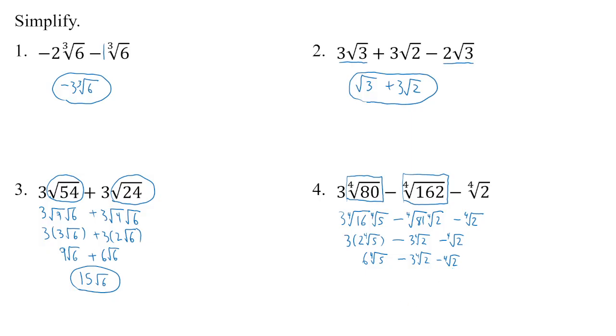So now that all the radicals are simplified, we can combine like terms. Well, 6 times the 4th root of 5 is the only term of its kind. Next, we have 3 times the 4th root of 2 minus the 4th root of 2. That gives you negative 4 times the 4th root of 2. Therefore, the solution is 6 times the 4th root of 5 minus 4 times the 4th root of 2.